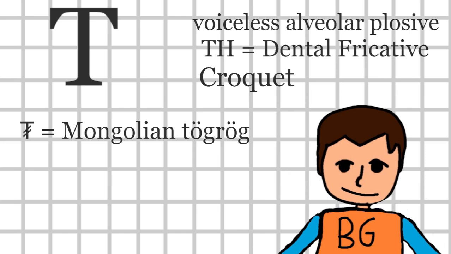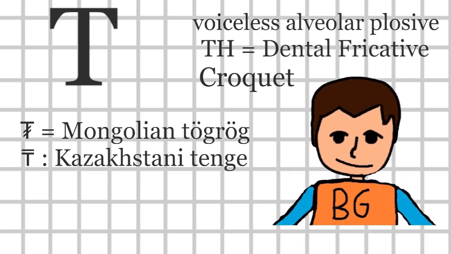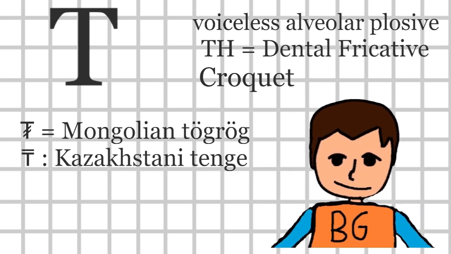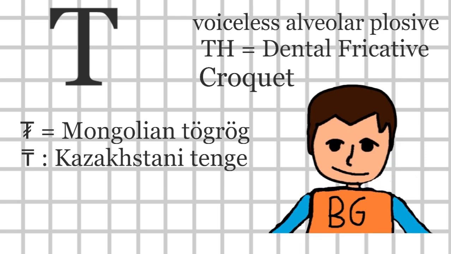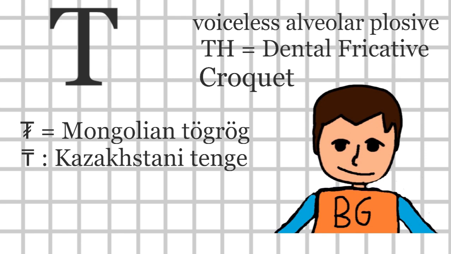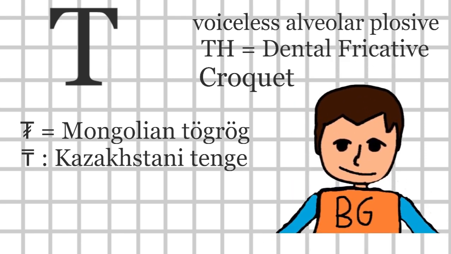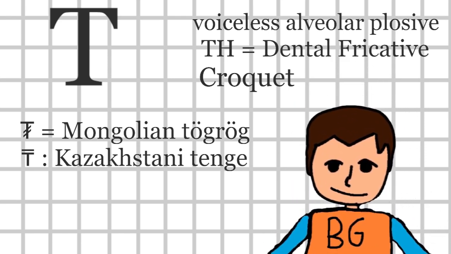Let's move on to the next letter, which is the Kazakhstani Tenge. Now, from what I understand, Mongolian and Kazakh both use the Cyrillic script, but since their languages are not very Cyrillic, as you may know, what I mean by Cyrillic, I mean Slavic.